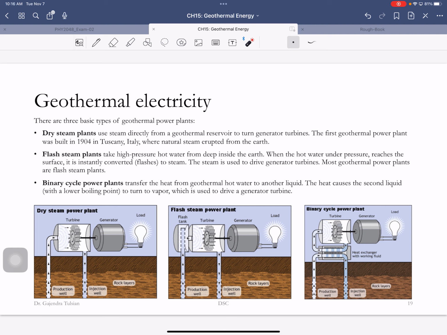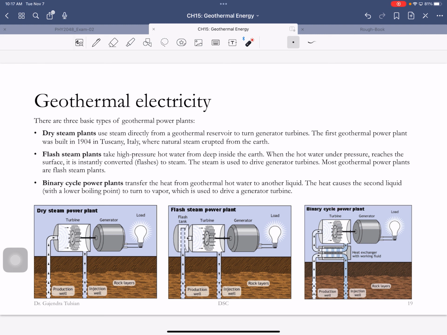Okay, so again, there are 2 or 3 different technologies to produce electricity, depending on what it is that you're getting. Dry steam is where you're getting pure steam up, and so this would be the cheapest. You just turn the turbine, which turns that piece of wire. Flash steam is water under high pressure, and when you bring that water up, it becomes steam in a flash. And then you turn the turbine. Those are flash steam.